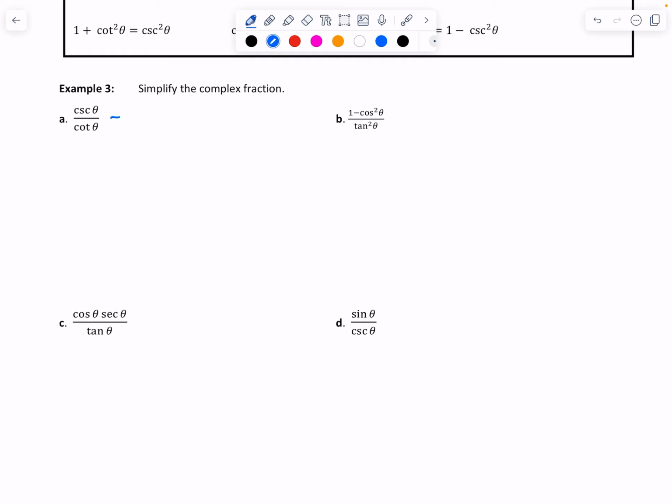So the first thing I'm going to do is change them. Good rule of thumb always will be to change it to sines and cosines. So this is 1 over sine theta divided by cosine theta over sine. Okay, and then that is 1 over sine. And then we do divided by the bottom fraction.